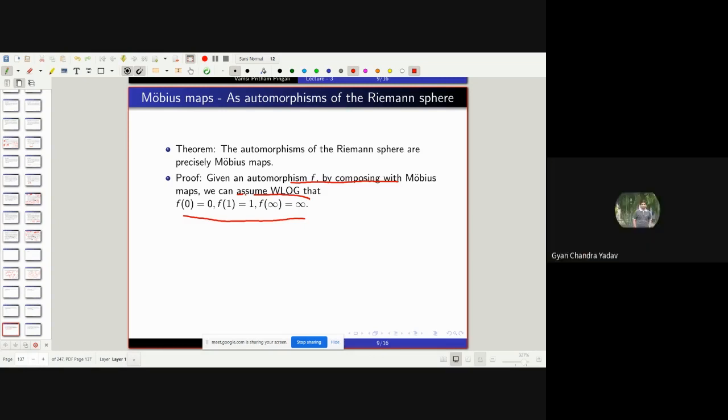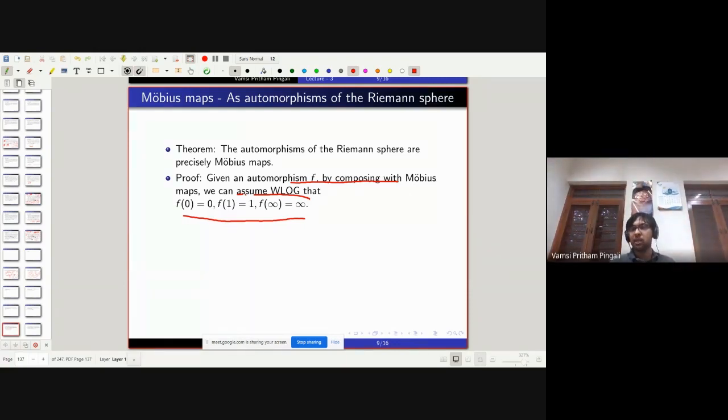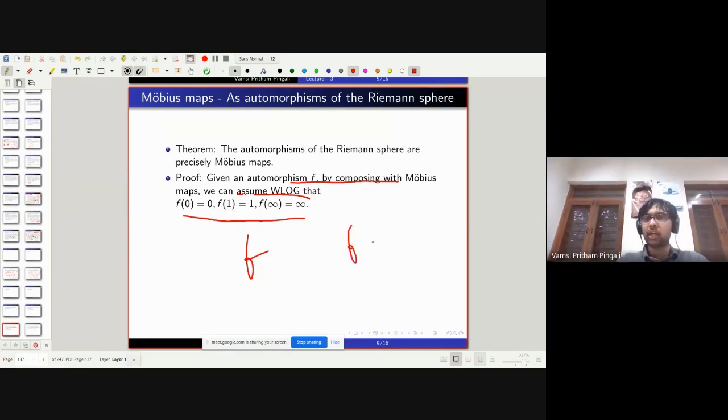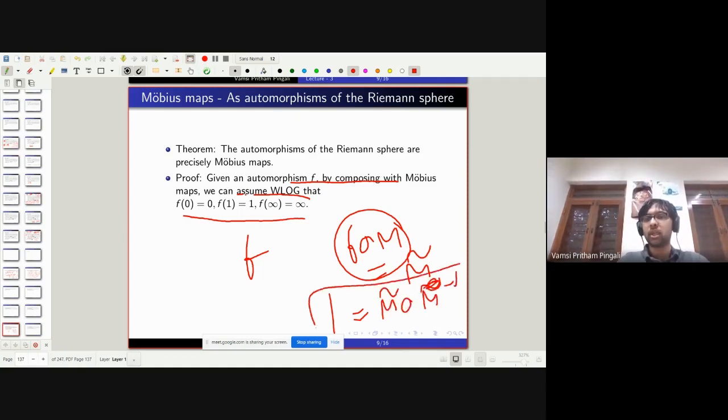Sir, suppose f maps 0, 1, infinity to some other points, then we take another Mobius transformation which maps those points to 0, 1, infinity. Excellent. And we know that Mobius maps are automorphisms of the Riemann sphere, right? And composing two automorphisms gives you an automorphism. So if f does not do this, you take f composed with some Mobius map, and this is also an automorphism. If you prove that this is a Mobius map, that means f is itself a Mobius map. So if you manage to prove that this thing is a Mobius map, then f was originally a Mobius map to begin with.